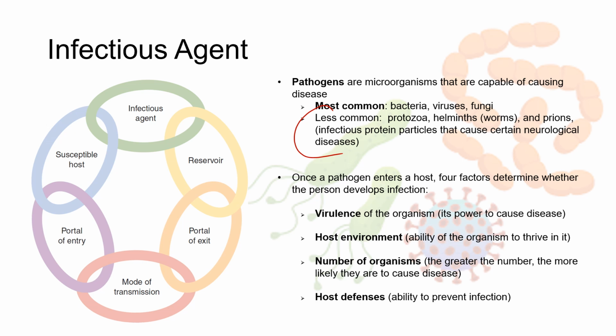Then we have host defenses, talking about the patient's immune system. Are they a little baby newborn? Are they an elderly patient whose immune system isn't the greatest anymore? Then they might be susceptible to an infection that you and I may be able to fight off. So those are the four main factors that determine whether that infectious agent is going to actually turn into an infection in the body.